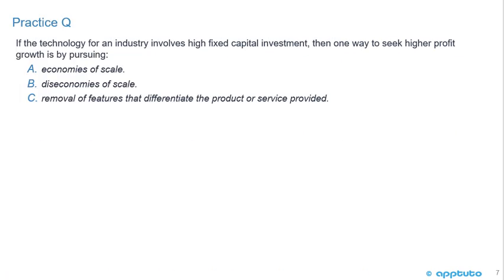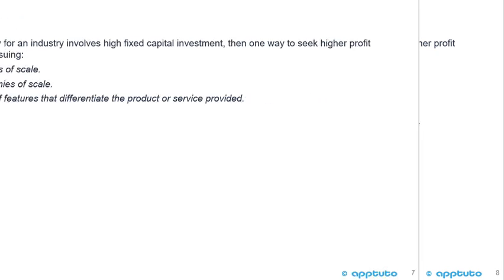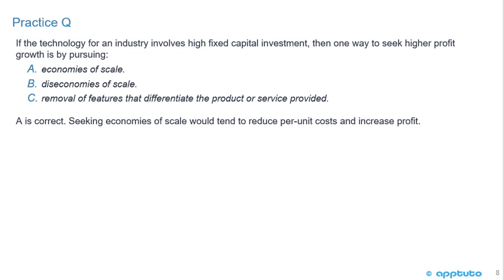And one last practice question to finish this LOS. If the technology for an industry involves high fixed capital investment, then one way to seek higher profit growth is by pursuing A, economies of scale, B, diseconomies of scale, or C, removal of features that differentiate the product or service provided. Again, another pretty easy question in my opinion.